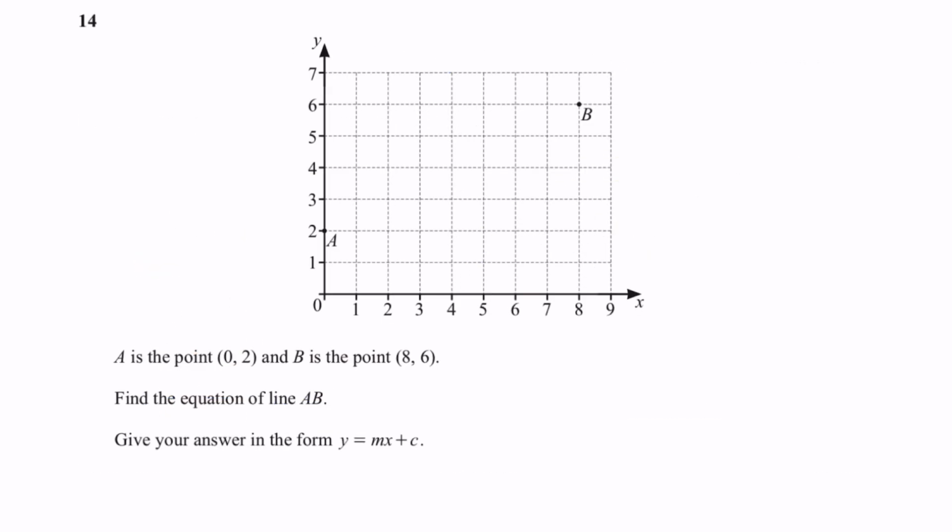Next, question 14. A is the point (0, 2) and B is the point (8, 6). Find the equation of line AB. Give your answer in the form y equals mx plus c. So we need to find the equation for the line AB. An equation has to be in the form of y equals mx plus c.